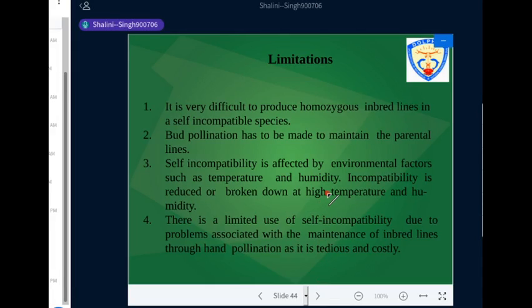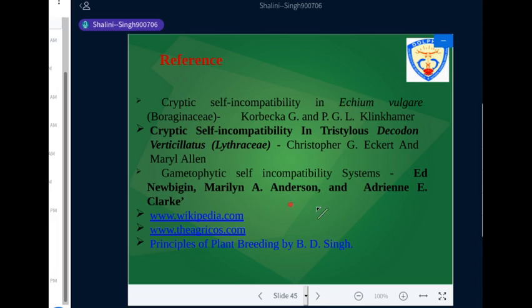Limitations of self-incompatibility. It is very difficult to produce homozygous inbred lines in self-incompatible species. Bud pollination has to be made to maintain the parental line. Self-incompatibility is affected by environmental factors such as temperature and humidity. Incompatibility is reduced or broken down at high temperature and humidity. There is limited use of self-incompatibility due to problems associated with the maintenance of inbred lines through hand pollination, as it is tedious and costly.